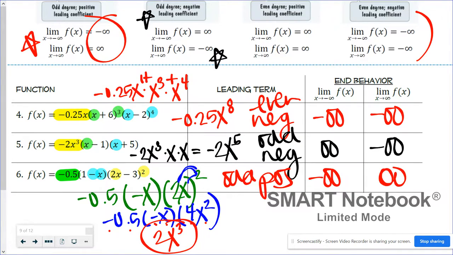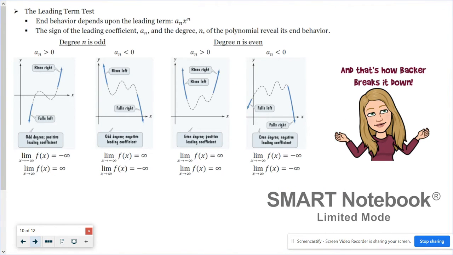So factored form can be a little tricky because it's not clearly obvious what the leading term is. Simply find the leading term of each factor, multiply those leading terms together, find the ultimate leading term. Classify it according to its degree and coefficient, match it to its end behavior. Okay, and that's how you apply the leading term test to polynomials written in factored form, and that's how Becker breaks it down.